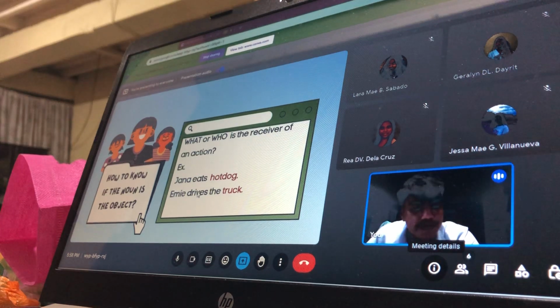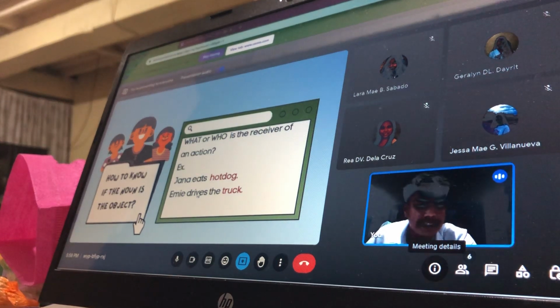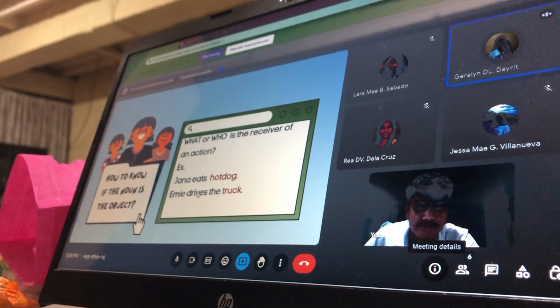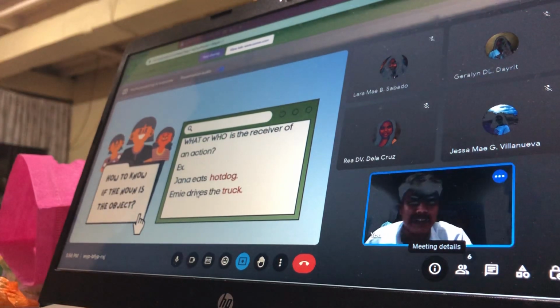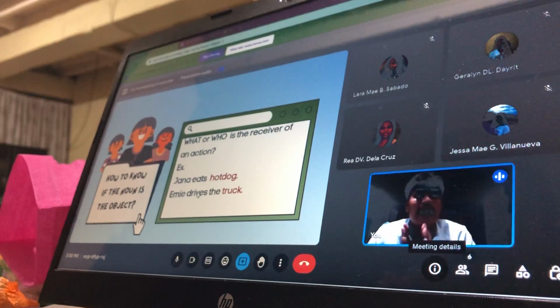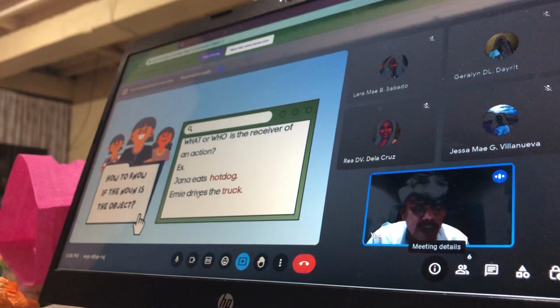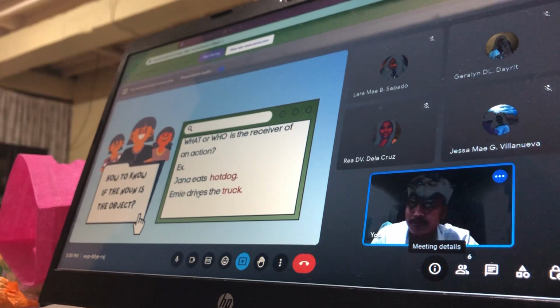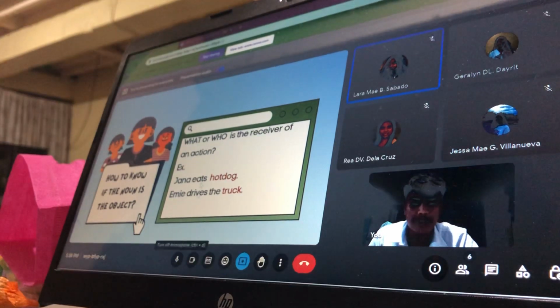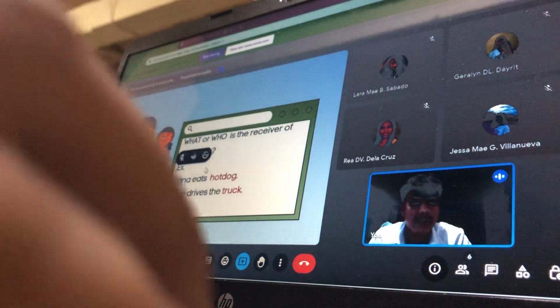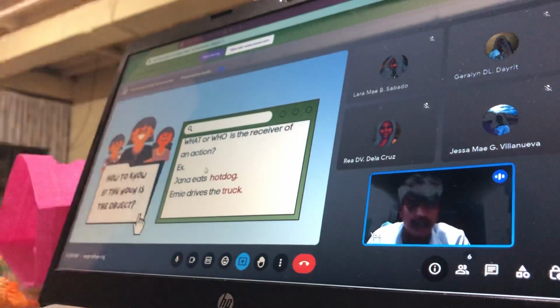In Emmy drives trucks, what is the receiver of an action? Tractor. Okay, very good, Geraldine. That's truck. So, hot dog and trucks are what? Is it subject or an object? Object. Okay, very good. Hot dog and trucks are both objects.